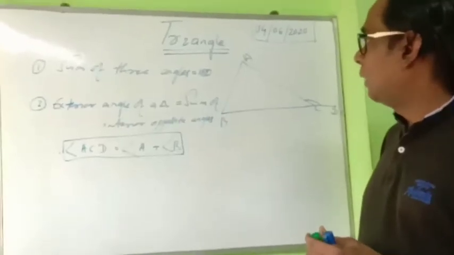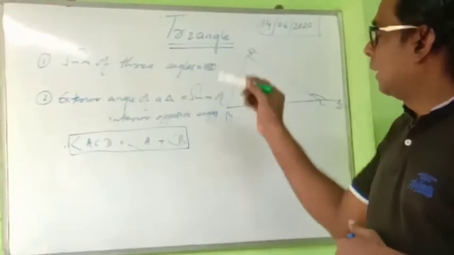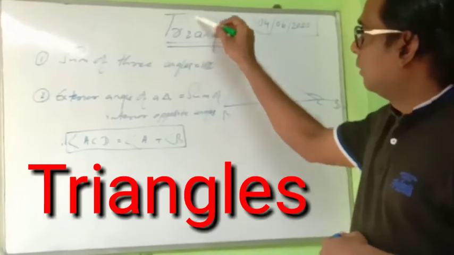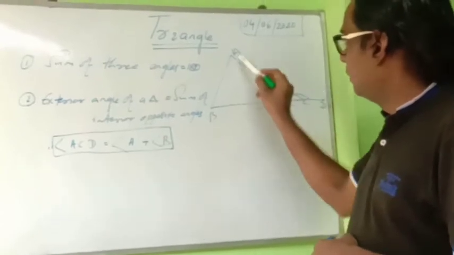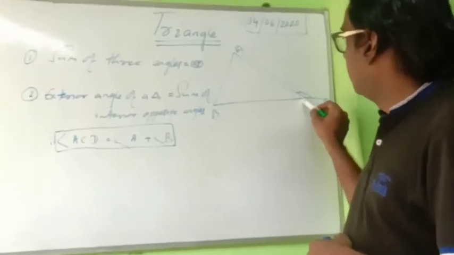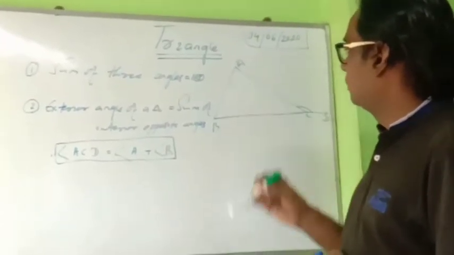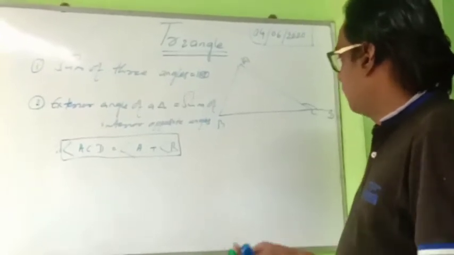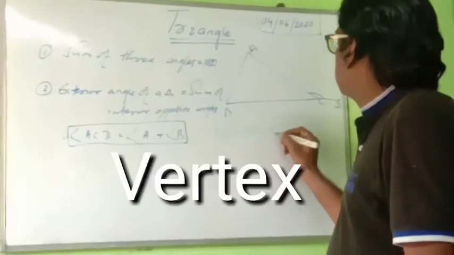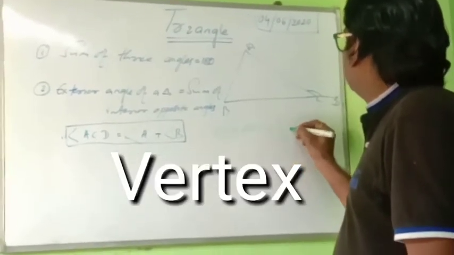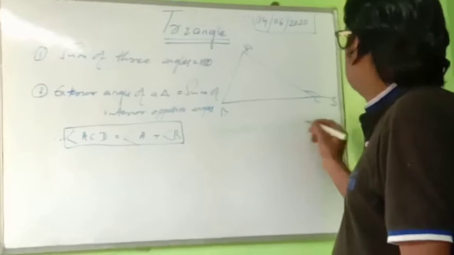Today I am going to start triangle. Tri means three. It is a closed figure having three angles, three sides and three vertex. What are the vertex? Three vertex means here vertex A is a vertex, B is a vertex, C is a vertex.